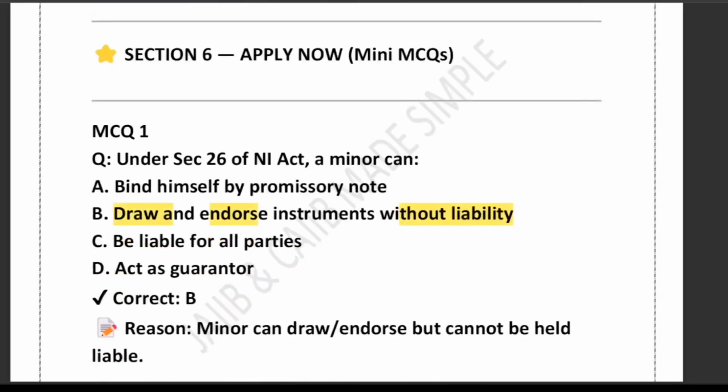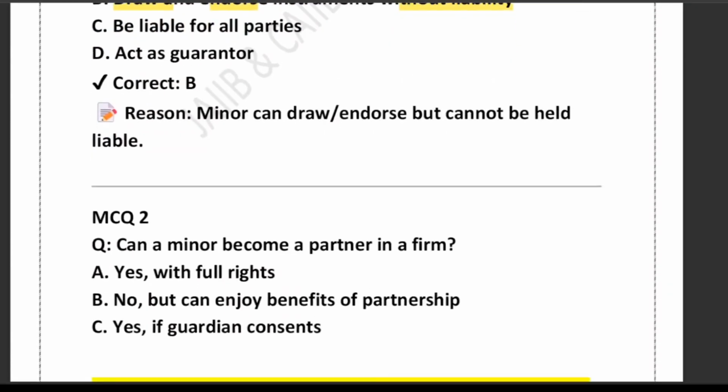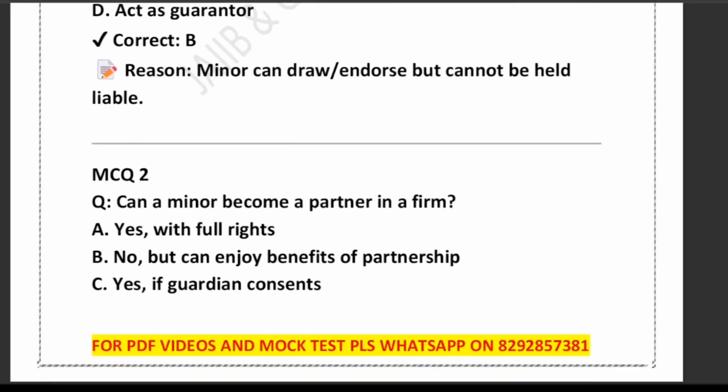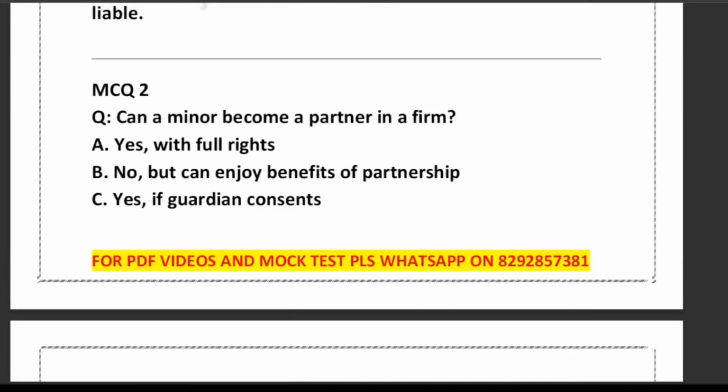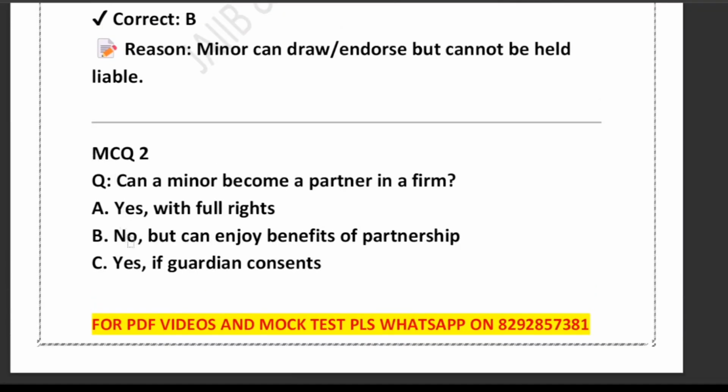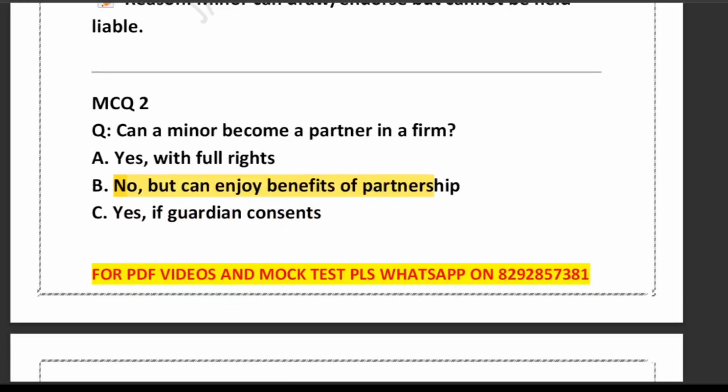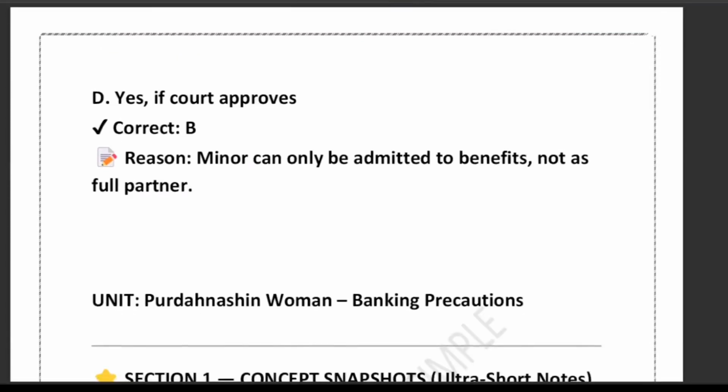Next question is, can a minor become a partner in the firm? Yes, with full right. No, but can enjoy benefit. Yes, if the guardian consents. Yes, if the court approves. Actually, he cannot become a partner, but he can enjoy the benefit of partners. So now we have seen the legal limits for a minor in banking as well as business.